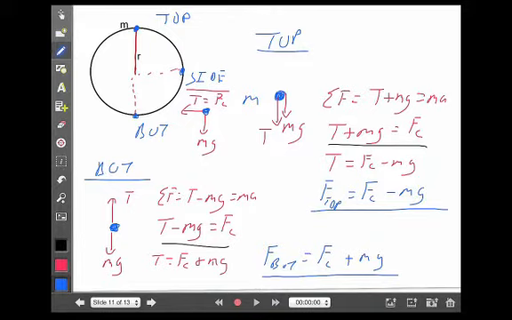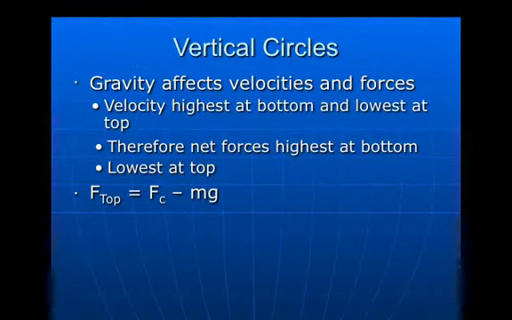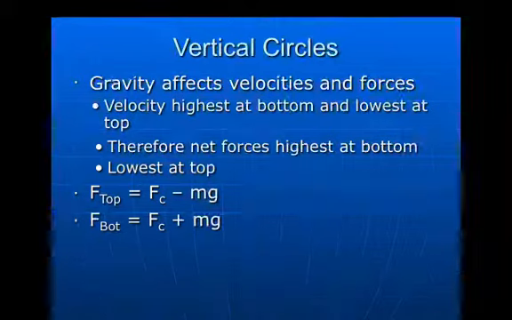And now that gives me two relationships for a vertical circle. Any force in a vertical circle at the top is found by the centripetal minus the weight. Any force in a vertical circle found at the bottom is the centripetal force plus the weight. Let's look at an example.